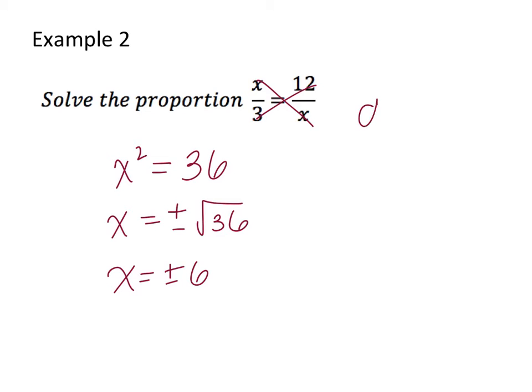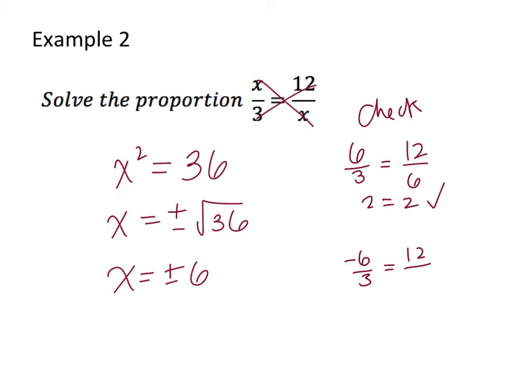I know this is true. We can also check it by plugging them both in. So we'll try 6 first. 6 over 3 is equal to 12 over 6. This is true because 2 equals 2, right? If I was to check negative 6 over 3 equals 12 over negative 6, I would end up with negative 2 is equal to negative 2, which is also true. So these are my two solutions.